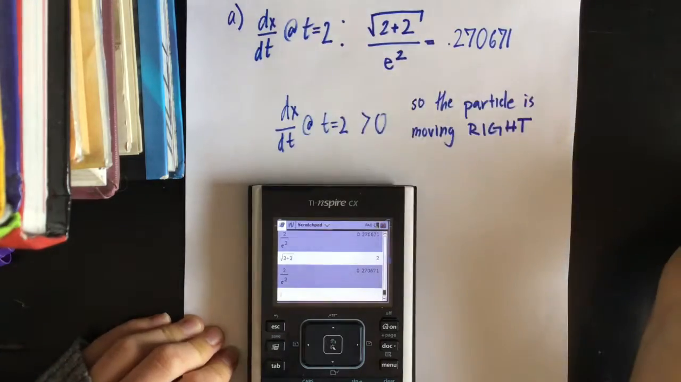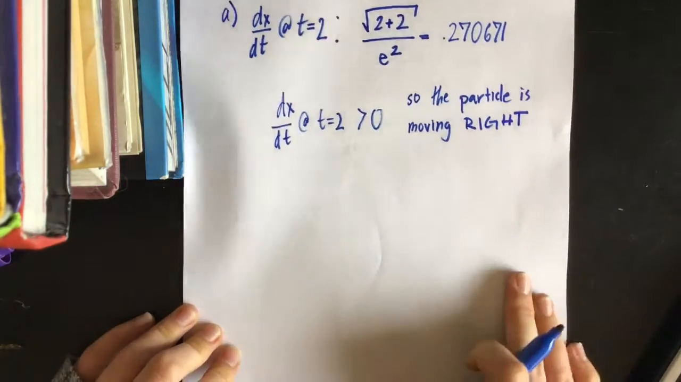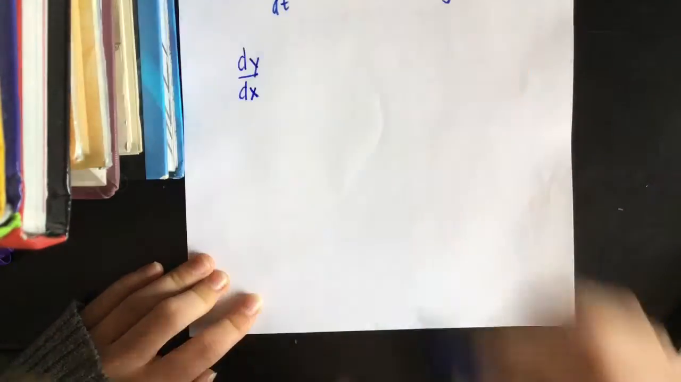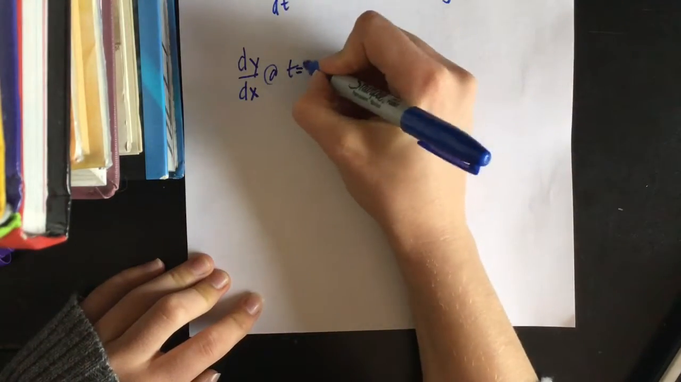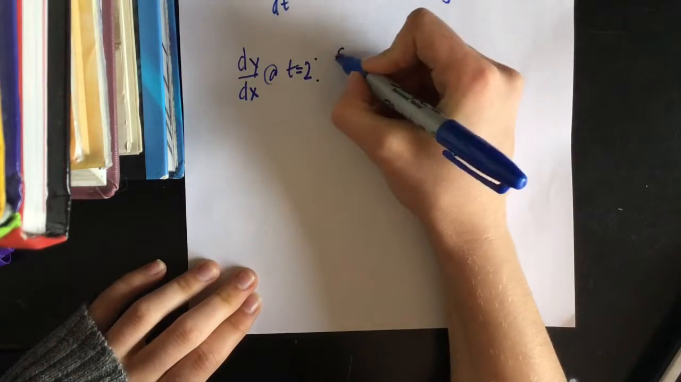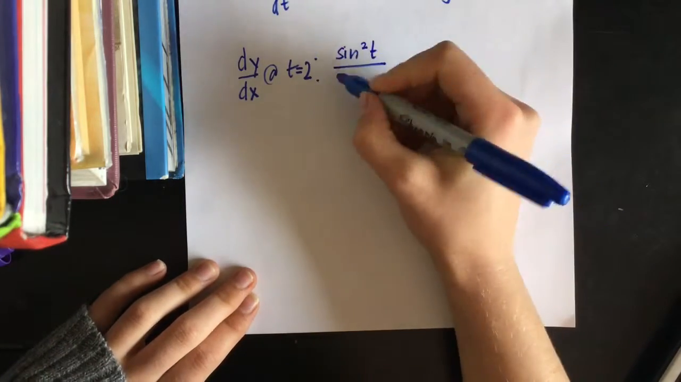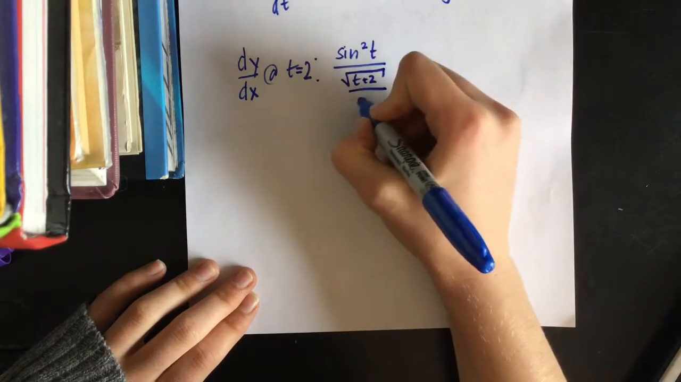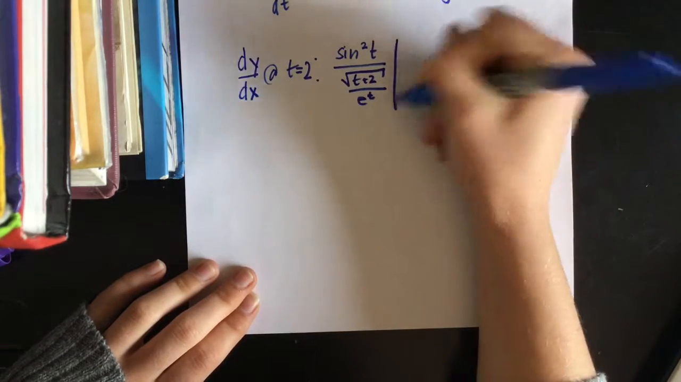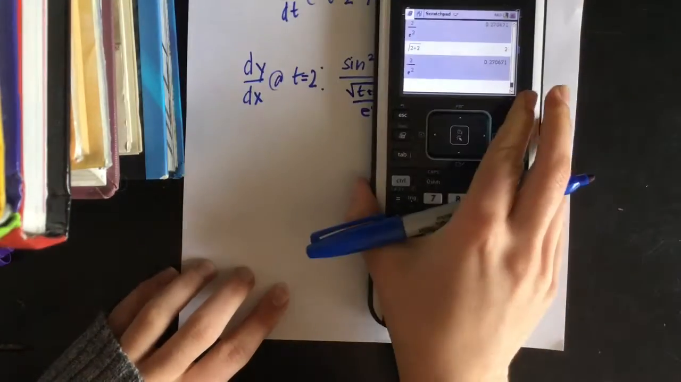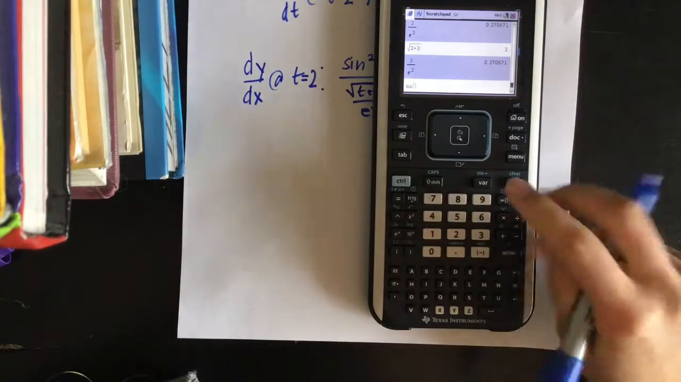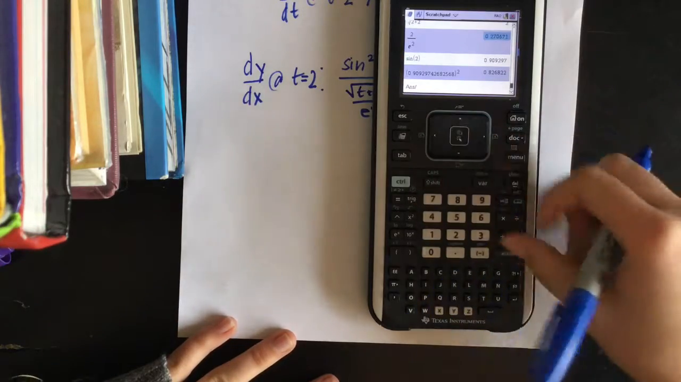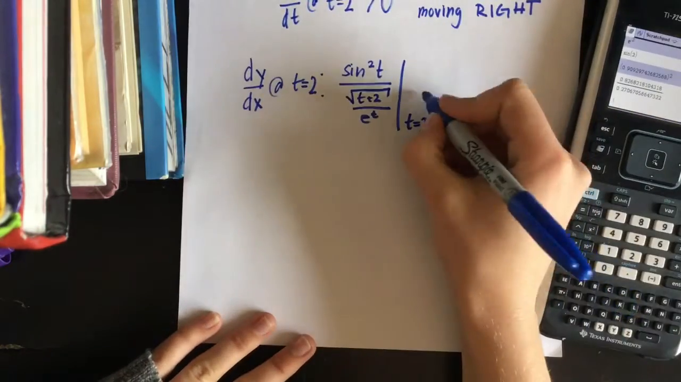For the slope of the path of the particle, we're going to have to remember how to do slope for our vector valued functions. So all that's going to be is dy/dx. The way that we do this is we take dy/dt and we put it over dx/dt. Evaluating this new expression at 2, we will get the value which corresponds to the slope at time t equals 2.